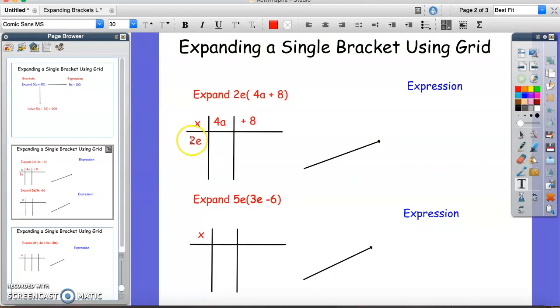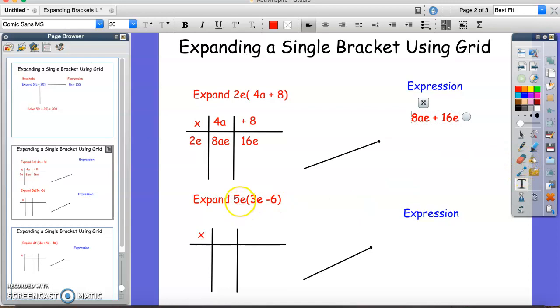So the first thing we need to do is multiply 2e by 4a, because that's what we do. We multiply everything on the outside of the bracket by everything that's on the inside of the bracket. So that would give us 8ae. Then we need to do 8 lots of 2e, or 2e multiplied by 8, to give us 16e. We've still not got an expression yet. We need to create that from what we've got here. So what we're going to do is add these two things together. Okay, so that would give us, because they're not like terms, 8ae plus 16e, and that would be our final answer.